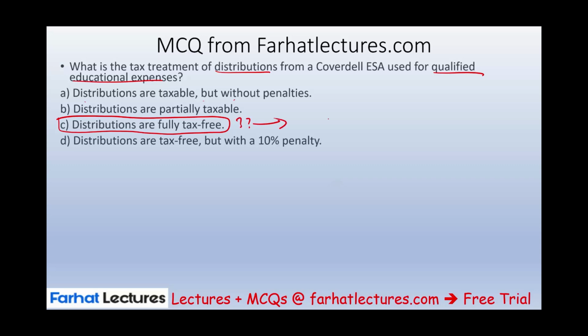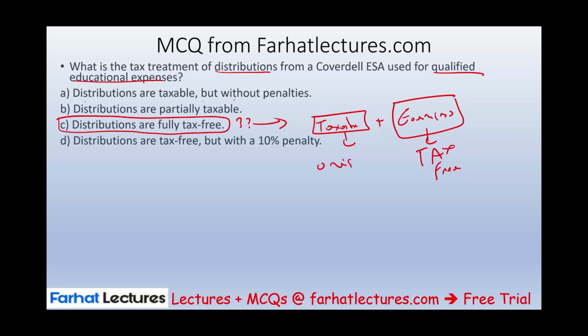Why? First of all, the original amount that you put in, the principal amount, was already taxable. So this amount was taxable. So it's going to be that amount plus the earnings. And this is the benefit of the ESA. The earnings are tax-free. So let's assume you put in $10,000 and that $10,000 earned $3,000. The $10,000 was already taxed, so it's tax-free. The $3,000, as long as you use it to pay for qualified educational expenses, is tax-free. Therefore, the answer: distributions are fully tax-free.